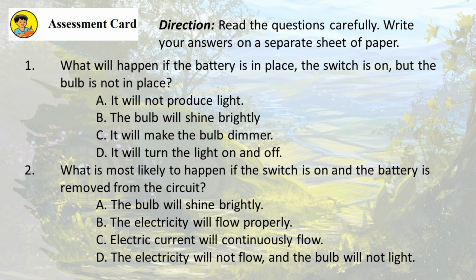2. What is most likely to happen if the switch is on and the battery is removed from the circuit? A. The bulb will shine brightly. B. The electricity will flow properly. C. Electric current will continuously flow. D. The electricity will not flow, and the bulb will not light.